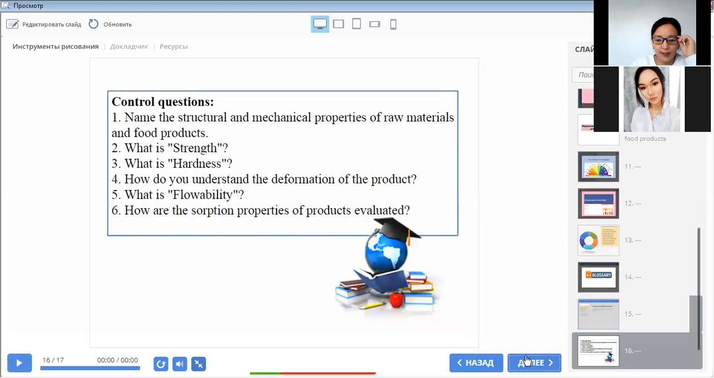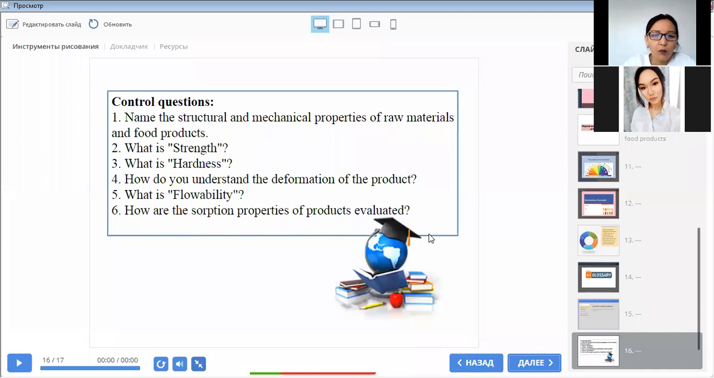And the next slide is the control questions, self-control questions. There are 6 questions. Question number 1. Name the structural and mechanical properties of materials and food products. And question number 2. What is the strength of the food or food products?